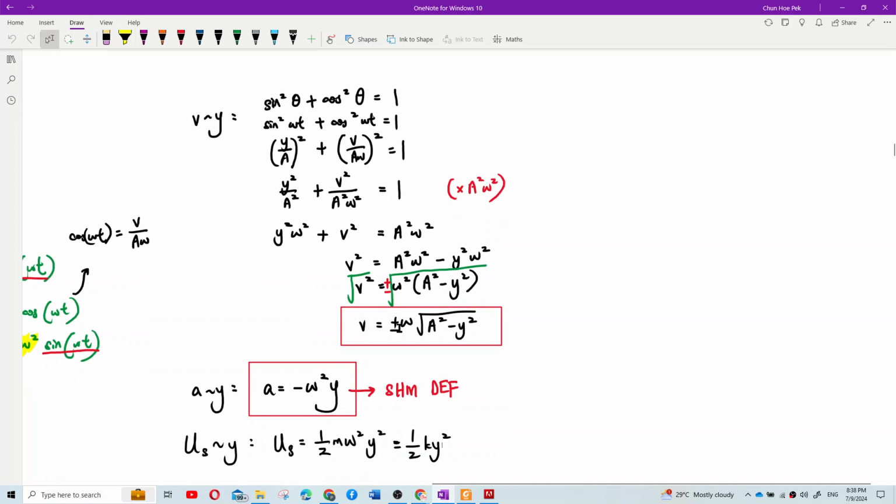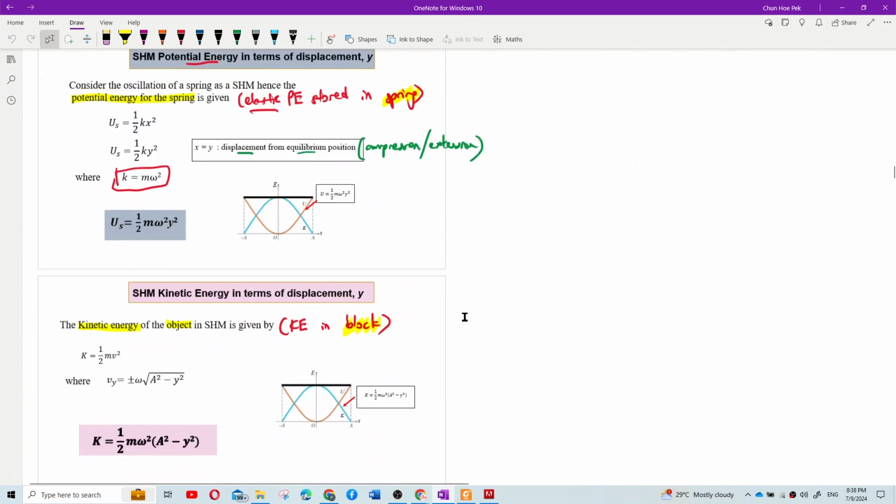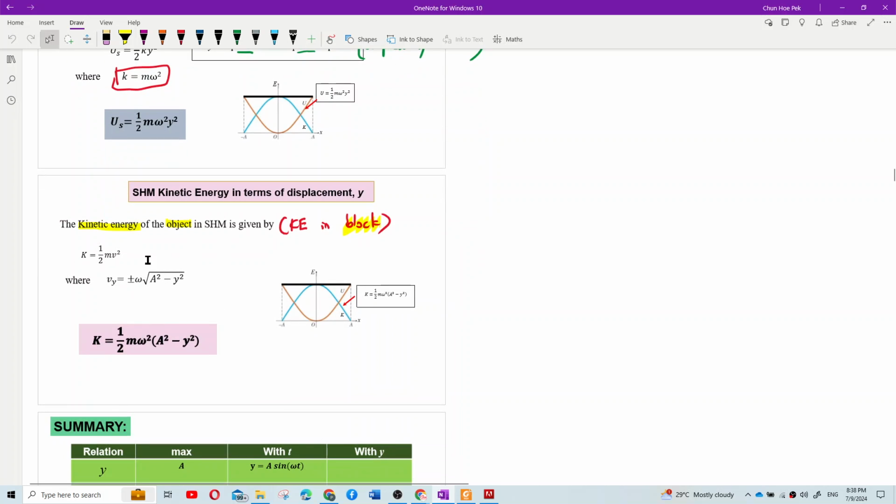This formula, V equal to plus minus omega square root of A square minus Y square, we substitute into the V here. So the plus minus becomes positive only. No more negative, because the V here gets squared, so the negative becomes positive. And then omega square, you get omega square, and the square root disappears. No more square root. So we have A square minus Y square.